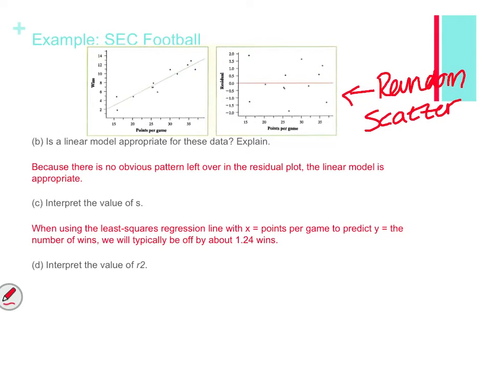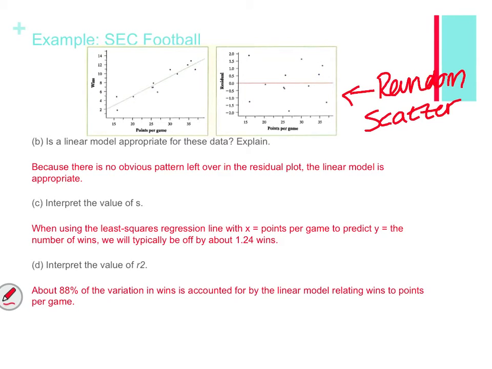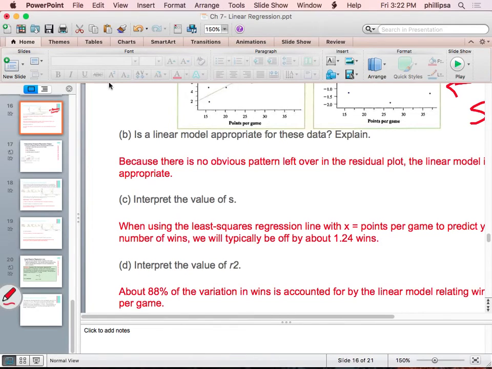And now for how we interpret R squared. Your R squared value was 0.88. So about 88% of the variation in wins is accounted for by the linear model relating wins to points per game. We're going to put a lot of these interpretations in our flashcards that we'll create and in our notes. I would write them down, but we'll reflect more on them in class, and that's the end of this video.